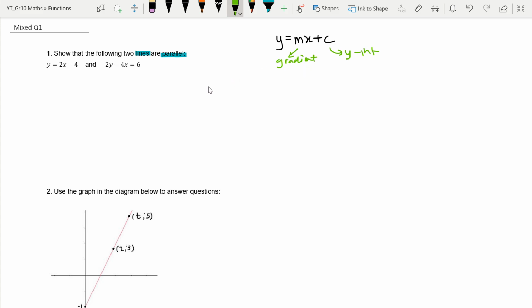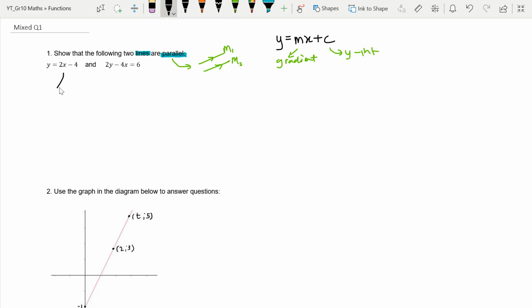Then what also definitely needs to come to mind is parallel. When are lines parallel? How do we know when lines are parallel? It's when the gradient of the one line is equal to the gradient of the second line. So parallel lines share the same gradient. That is all knowledge that we need to be able to tackle this question.